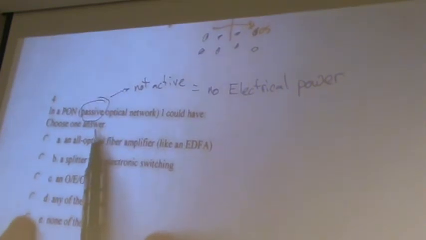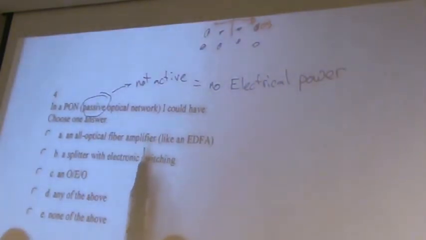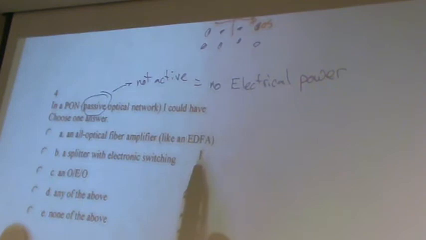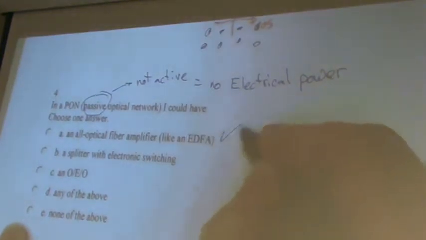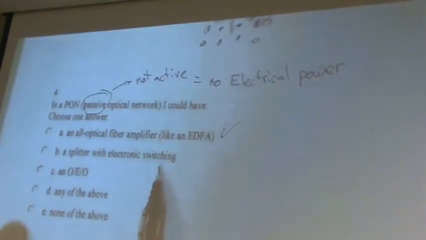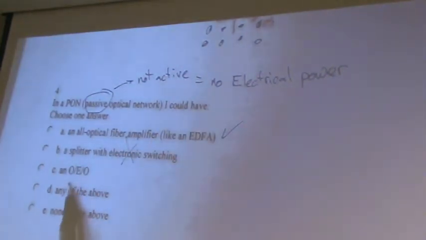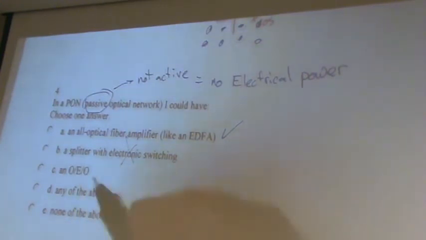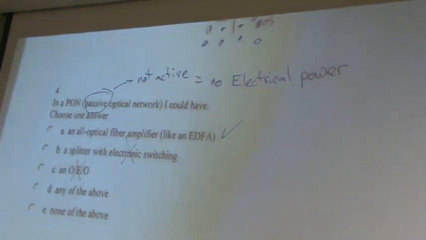So if I'm in a passive optical network, can I have an EDFA? Sure. Yep. Good. Excellent. Absolutely. Right? It's all optical. No electrical power. Nice and cheap. Can I have a splitter with some kind of electronic switching? No. No. Can I have an optical to optical regenerator? No. Good. I'm done. Everybody get that one?